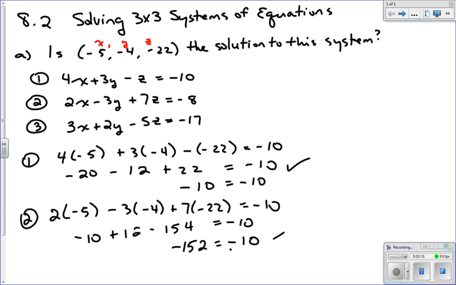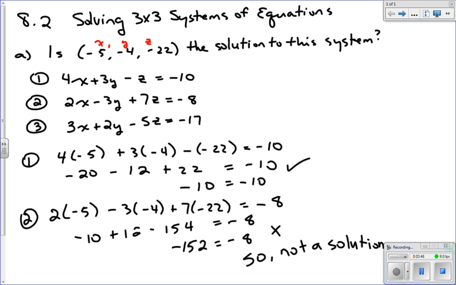And my apologies, that should have been -8 because I switched to the right side of the first equation. So we're looking at the second equation, 2x minus 3y plus 7z equals -8. And I could see that those still are not equal. So this is not a solution to the system. We don't even need to check the third equation because whether that point falls on that plane or not, it's not going to be a solution because it doesn't work for the second one.